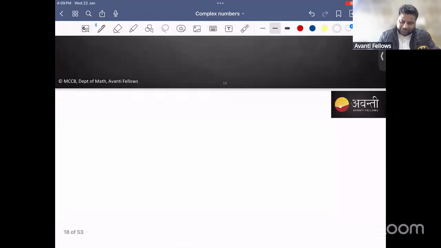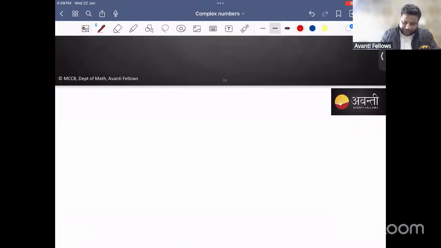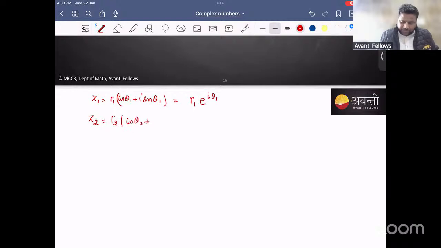So now I will start with this. Say you have z1 equals r1 cos theta 1 plus iota sin theta 1. In the polar form, I can write it as r1 e to the power iota theta 1. Agreed? Now I have another complex number z2, that is r2 cos theta 2 plus iota sin theta 2. So it can be written as r2 e to the power iota theta 2. Am I clear?